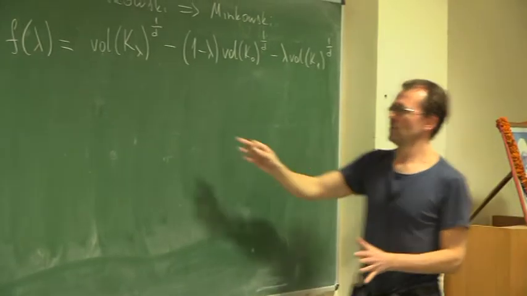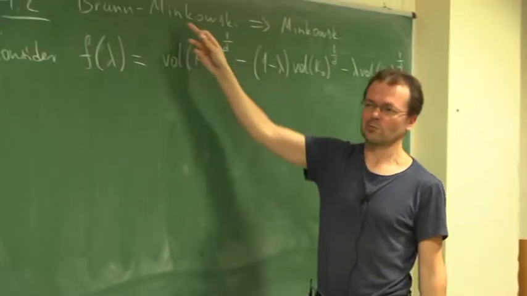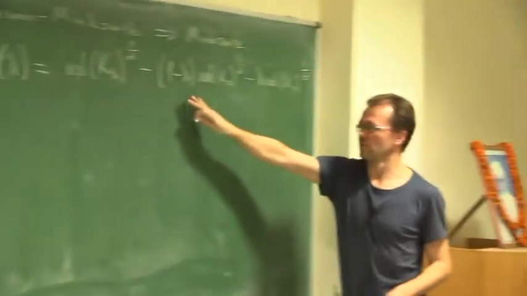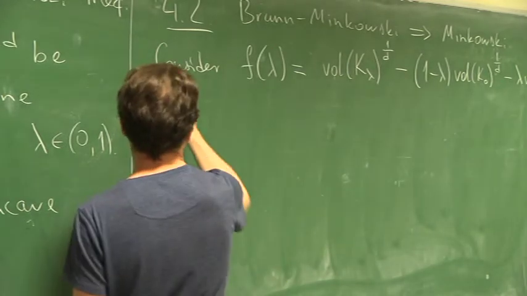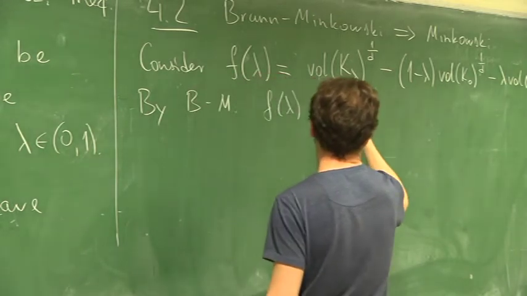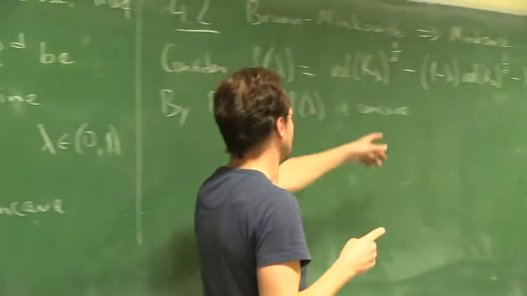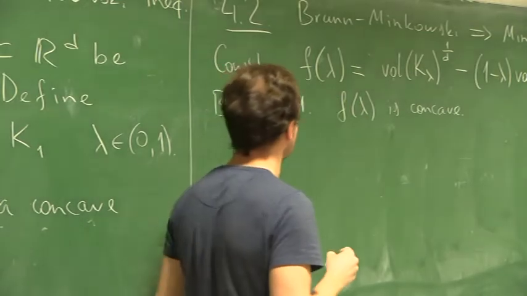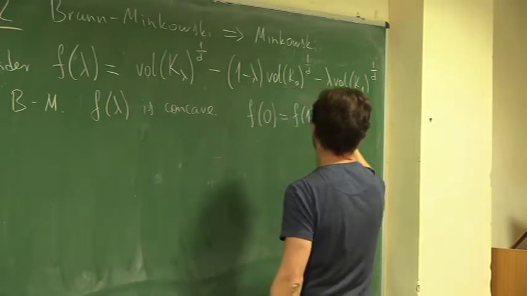So what I have done, from my function for which I somehow know the concavity, now I assume that Minkowski is proved, right? So I assume Minkowski and prove something else. From my concave function, I have subtracted some linear function. So therefore, this function is still concave. So by Minkowski, f of lambda is concave. Besides, why did I subtract? I did that because now f of 0 is equal to 0 and f of 1 is equal to 0.